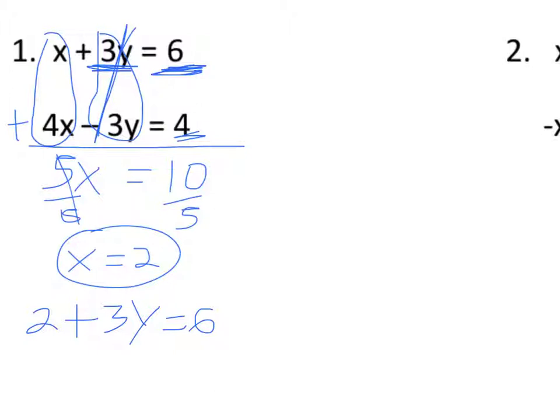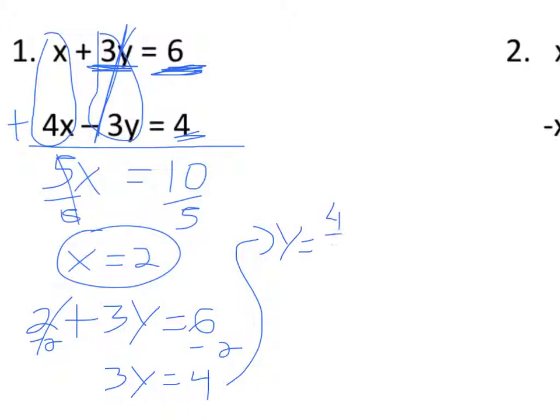So then we subtract 2 from both sides. So we have 3y equals 6 minus 2, which is 4. Then divide by 3. I'm just going to put this up here. And you're going to have y equals 4/3.